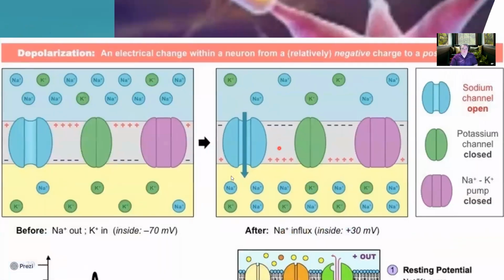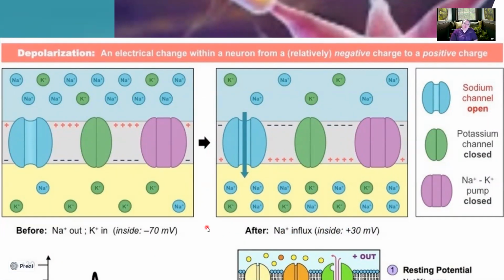Let's try to visually understand what's going on here. So let's take a look at this figure that helps us put a visual to what we're talking about. Depolarization, which again is an electrical change within a neuron from a relatively negative charge, or resting potential, to a positive charge. This picture shows us that resting potential, we're at the -70 millivolts roughly, and you can see we've got sodium and potassium in there, with more sodium outside of that neuron than inside, and more potassium inside than outside.